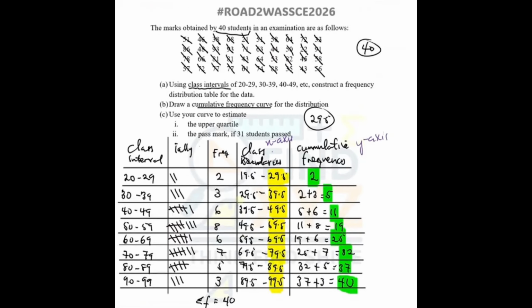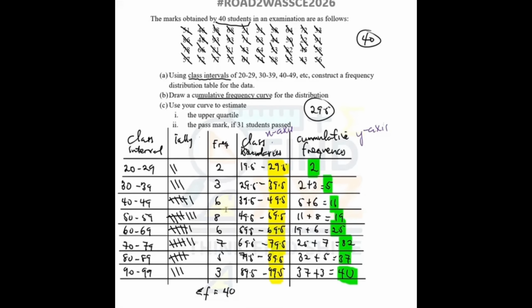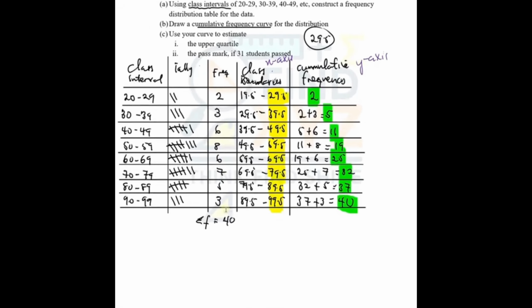Since we have been able to construct our curve, we are asked to use our curve to estimate the upper quartile. Now, quartile means that we divide the data set into 4 equal parts. Upper means that we are going to pick 3/4 of the data. So upper quartile is 3/4 of your frequency. So that is 3/4 of the total frequency, that is 40. Then 4 goes here, 1, 4 goes here, 10.